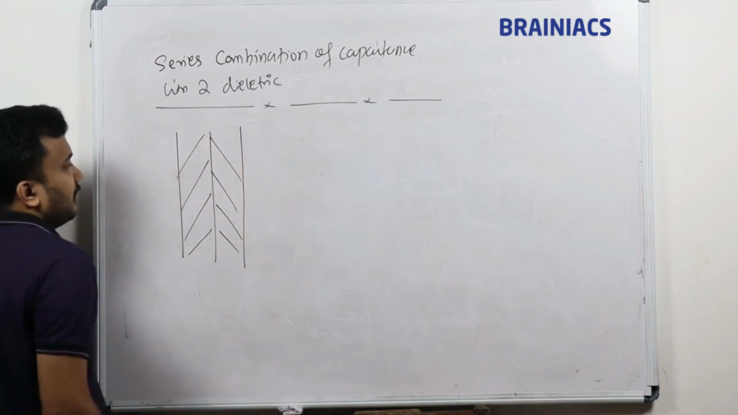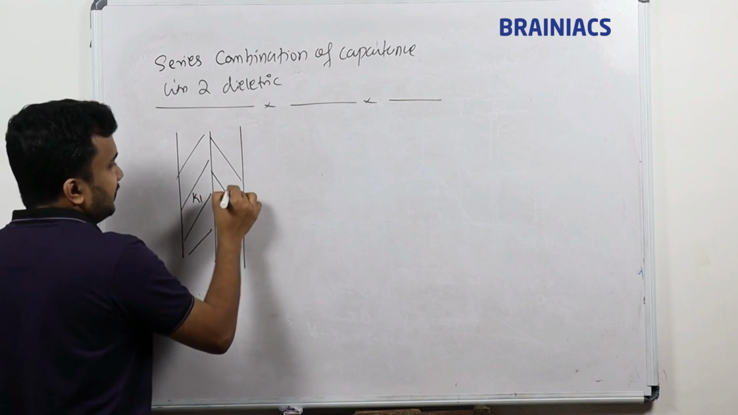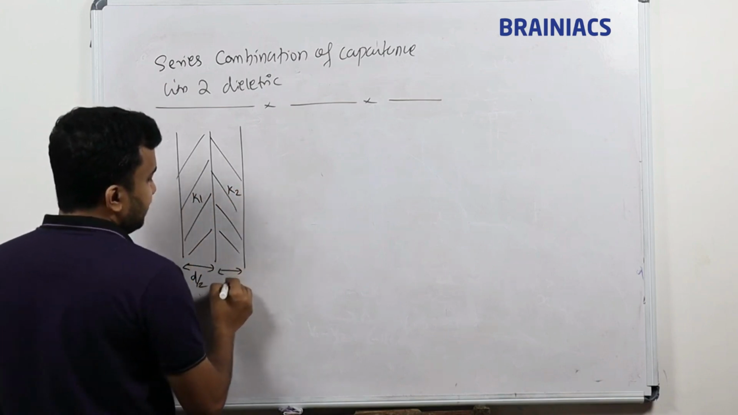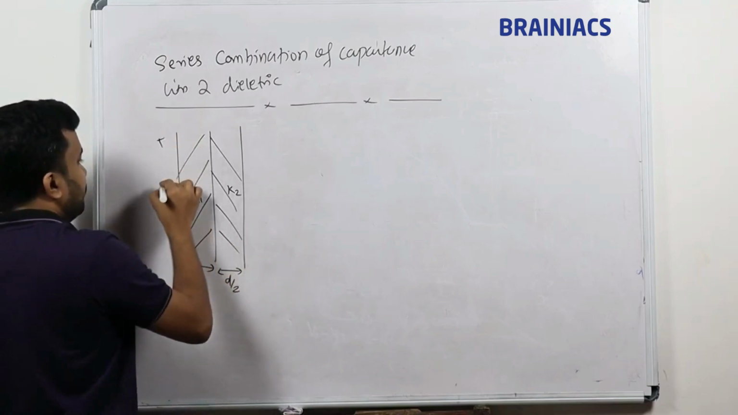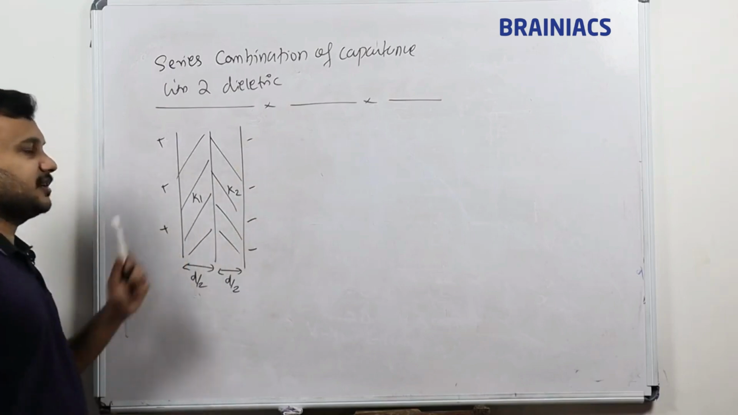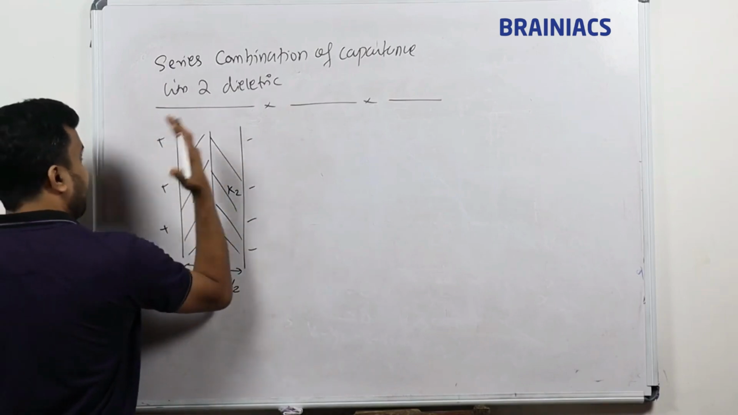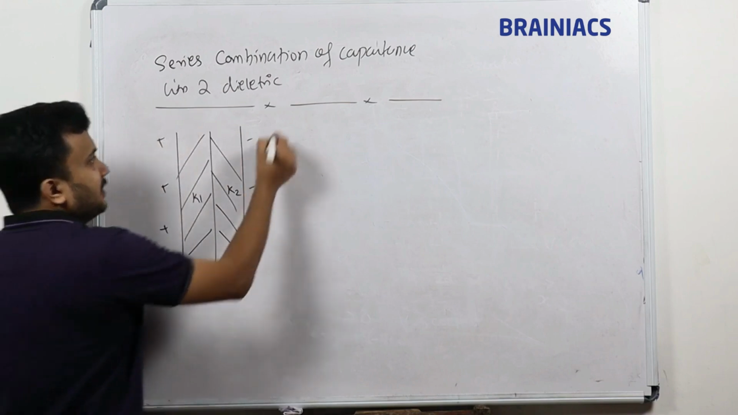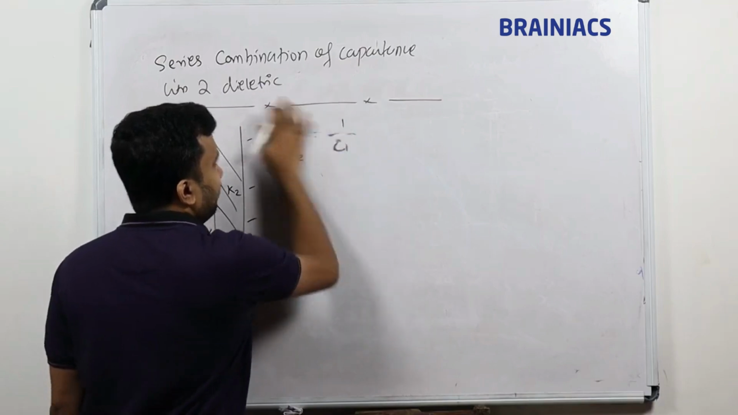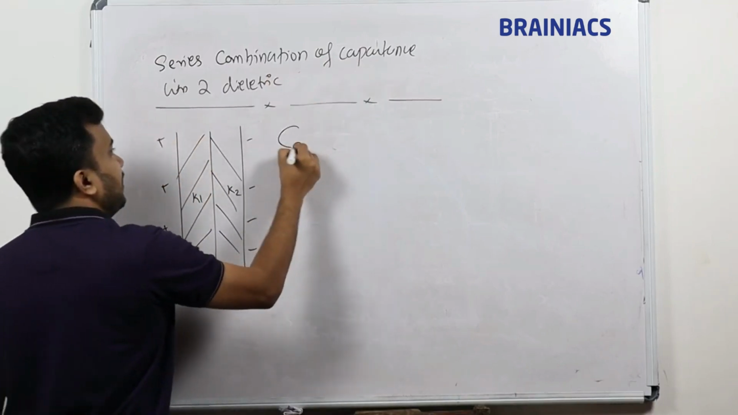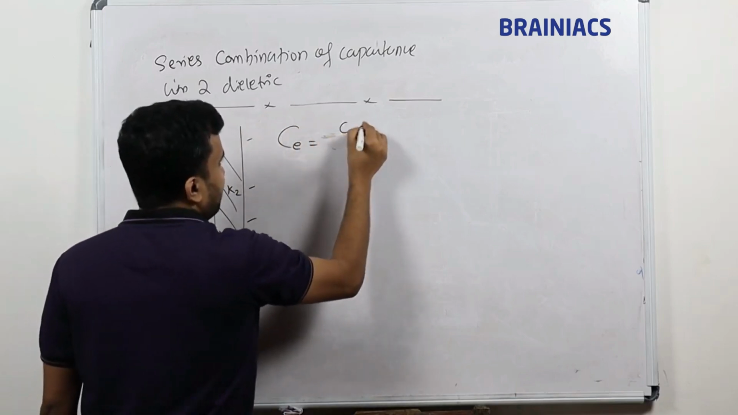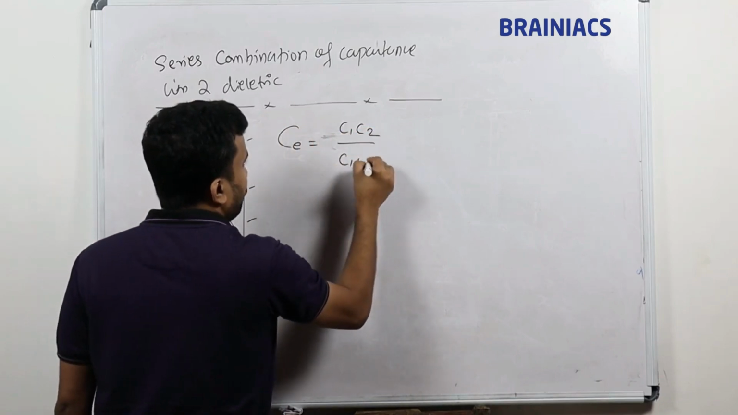Two capacitors are connected, this is K1 and this is K2. This distance is d by 2 and this distance is d by 2. This is our positive plate as usual and this is our negative plate. If you have seen a model like this, then it is a series capacitance. Generally, series combination of two capacitances means what? Tell me. C1 C2 divided by C1 plus C2.